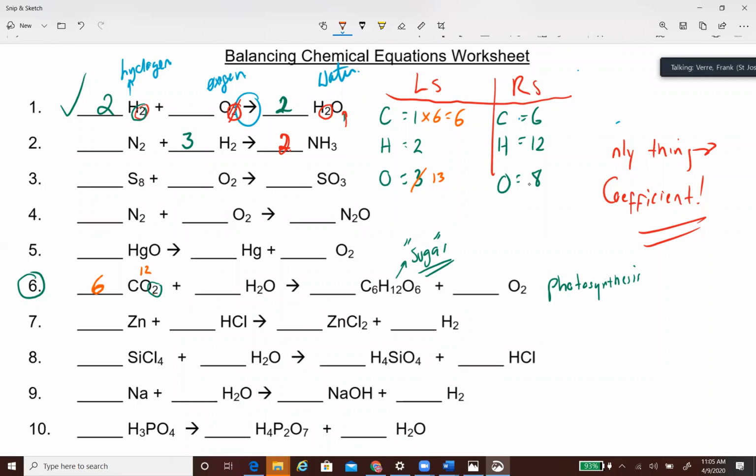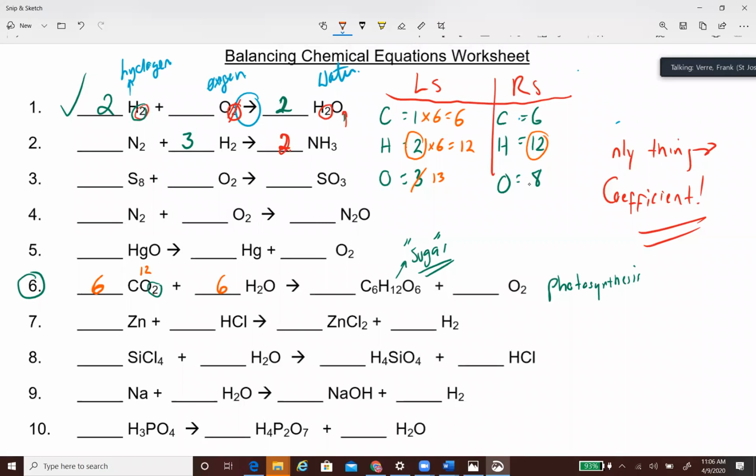So the oxygen is now 13 and 8. But if I look at hydrogen, it's 2 here and 12 there. That's an easy thing to work with, because if I put a 6 here, 2 times 6 is 12. So now the number of carbon and hydrogen are both the same. So far, so good. But we have to go back now to oxygen.